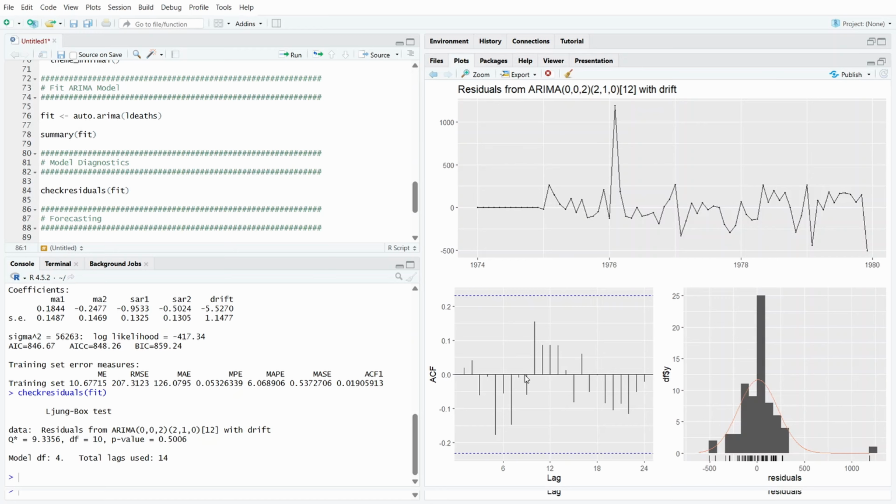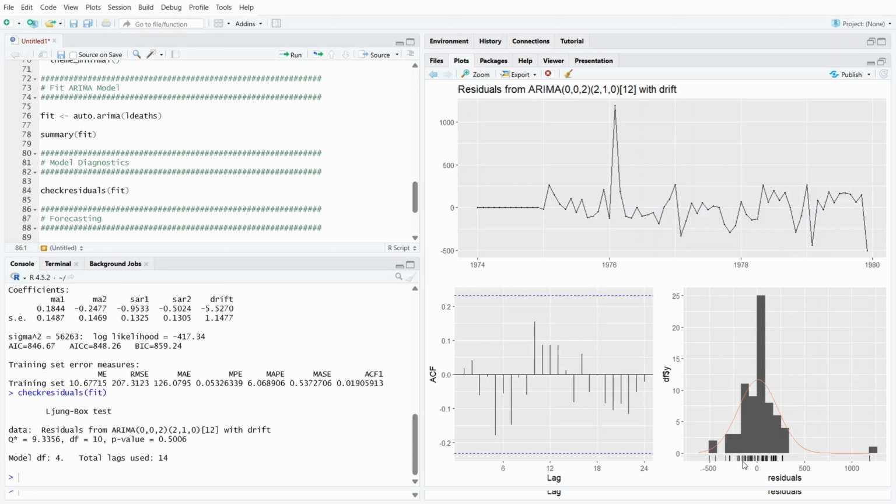Moving to the bottom left panel, we have the autocorrelation function, or ACF, of the residuals. This helps us check whether any temporal structure remains in the residuals. Most of the autocorrelation values fall within the blue confidence bounds, suggesting that there is no strong remaining autocorrelation. This indicates that the model has done a reasonable job capturing the time-dependent structure in the data.